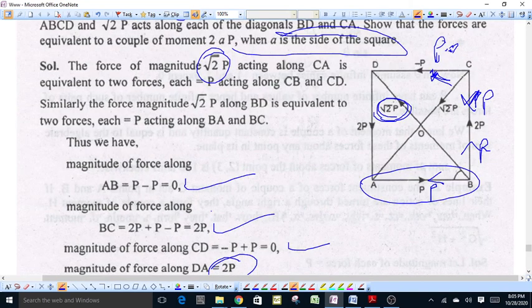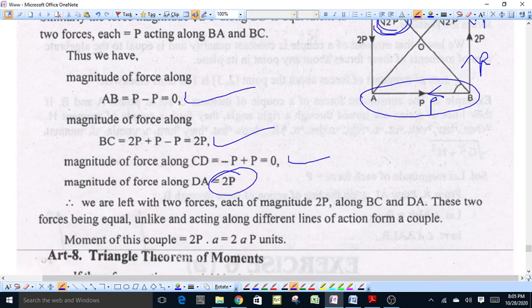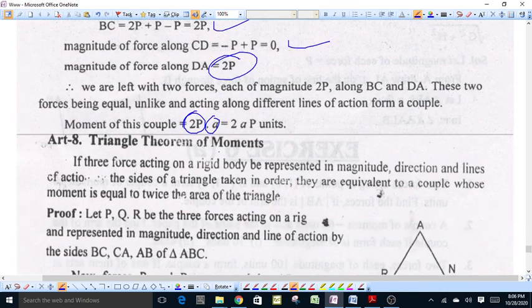Now we are left with only two forces, 2P along BC and 2P along DA. These two are equal magnitude and parallel forces. Therefore, these two forces will form a couple. These two are equal and unlike parallel forces, and the moment of this couple will be equal to the magnitude of either force into the perpendicular distance between both the forces. That is 2P into A, 2AP units. This is the moment of this couple.